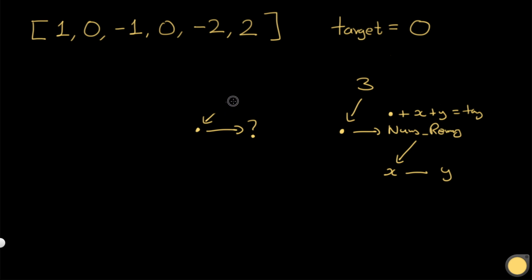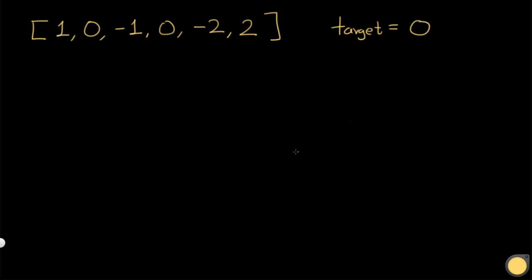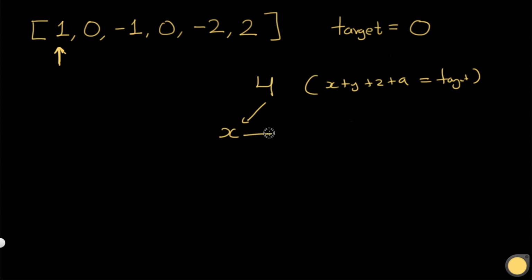Now let's follow this pattern and do the same thing for 4 sum. We have to look for quadruplets, and I will assume them to be x, y, z, and a, and this is equal to target. The first thing we do is assume a value x. Let's say we assume the value 1. So we know the value 1 is going to be there. Now we look at the remaining numbers. What are the remaining numbers? Well, these are the remaining numbers: 0, -1, 0, -2, and 2.